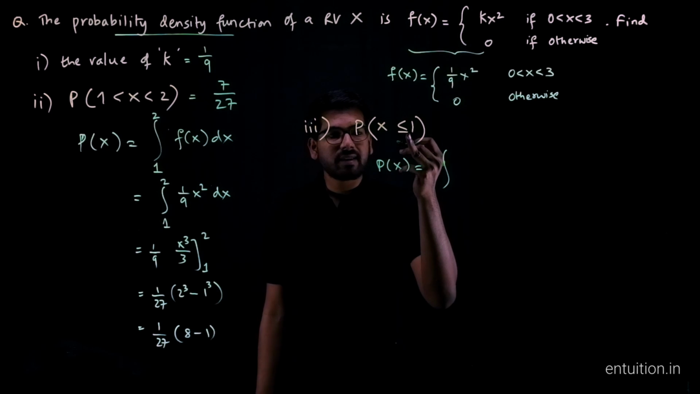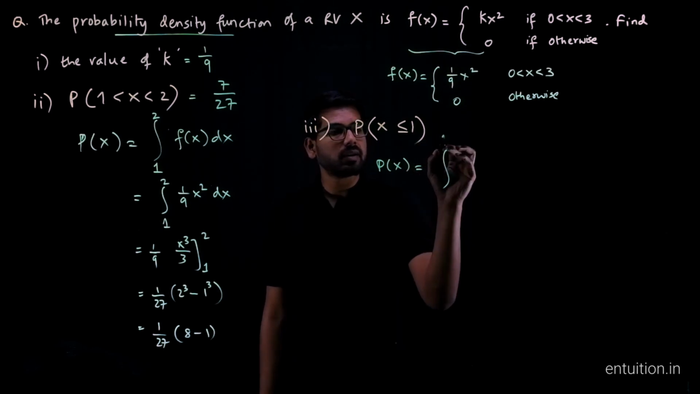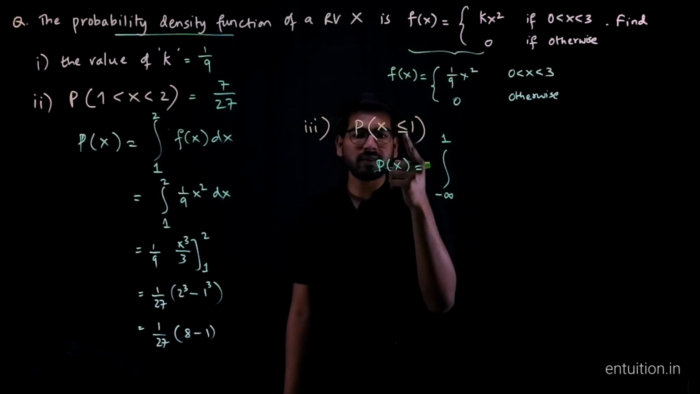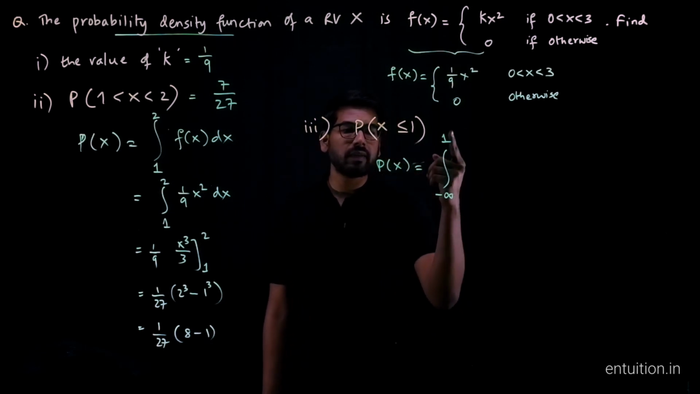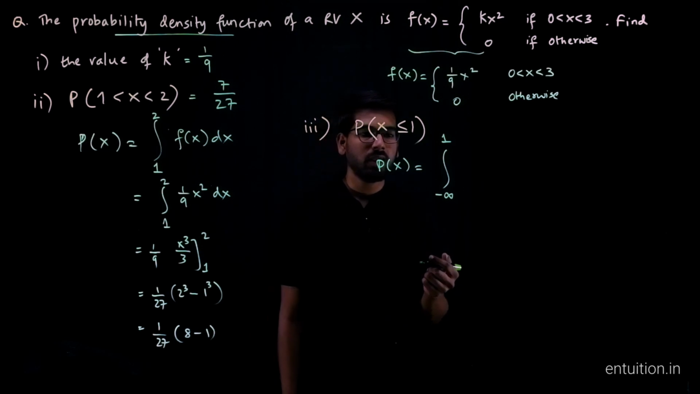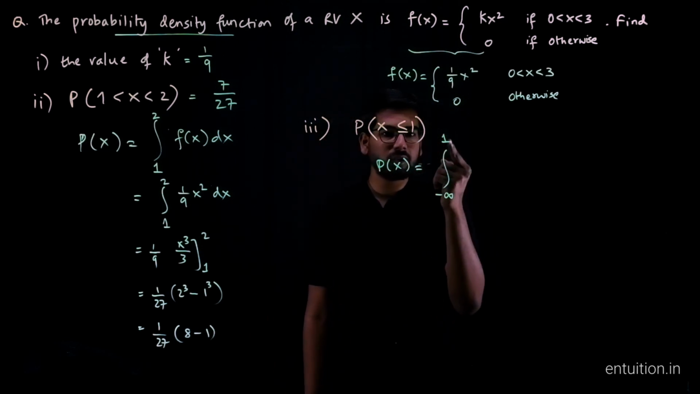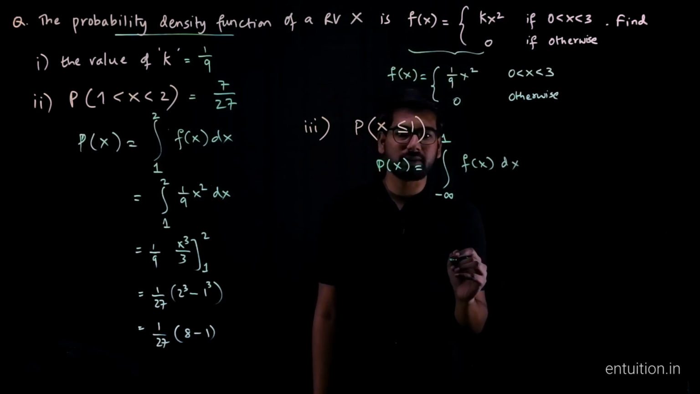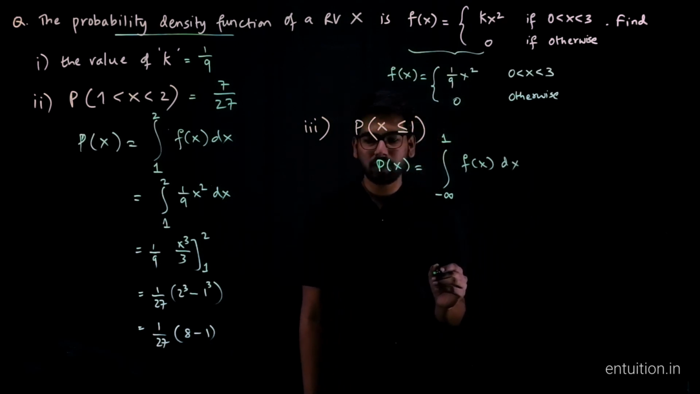Okay, so in this case probability is nothing but, if you have a less than sign, this is the upper limit, and the lower limit will be minus infinity. If you have a greater than sign, this will be the lower limit, and the upper limit will be infinity. So we need to integrate from minus infinity to 1 the probability density function f of x with respect to x.